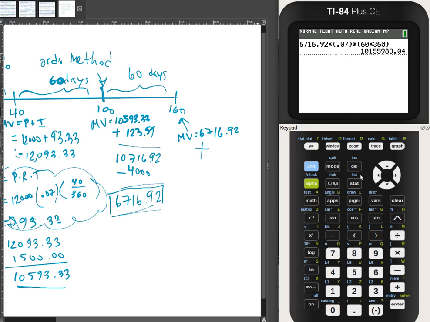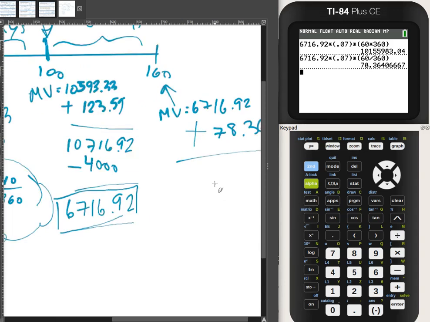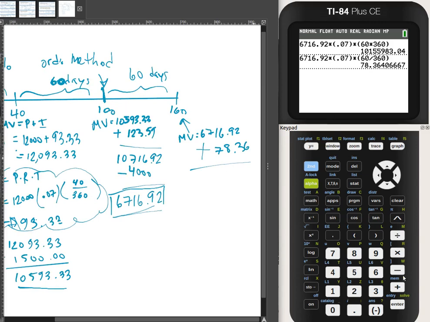Oh, I did the wrong thing. I'm going to go back to that entry. I didn't want to multiply so many times. This should be divided by 60 out of 360. That's much better. $78.36. If we add that amount to the $6,716.92, we're almost there, and it's going to be $6,795.28. That's how much you owe at the very end.